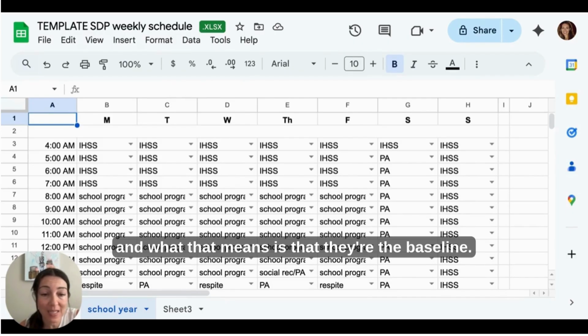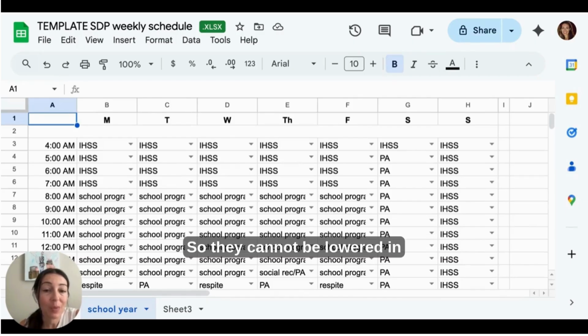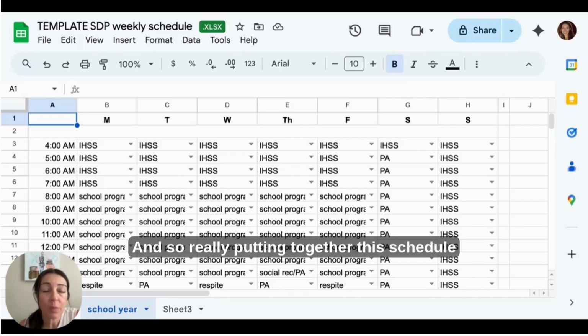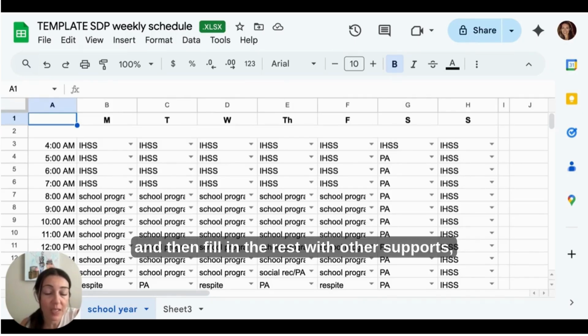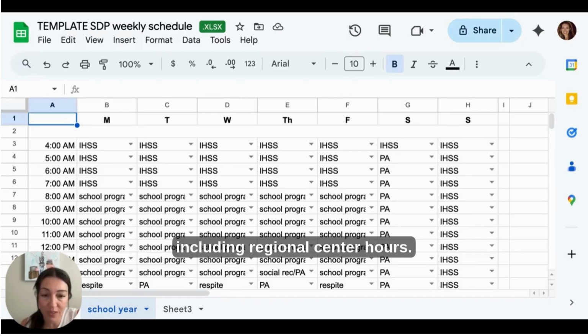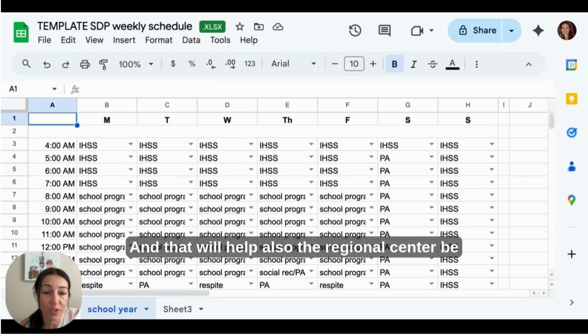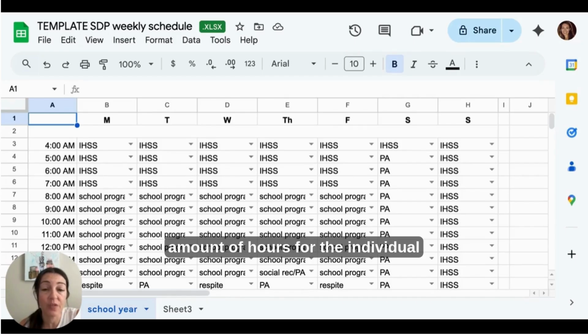And what that means is that they're the baseline. So they cannot be lowered in order to use more personal assistant or respite hours. And so really putting together this schedule is going to help you plug in those hours that you're using IHSS, make sure to max those out, and then fill in the rest with other supports, including regional center hours. And that will help also the regional center be able to justify providing a certain amount of hours for the individual because they can see that those other payers have been used first.